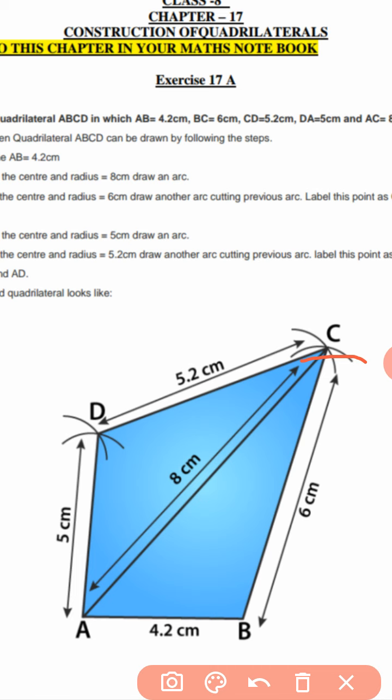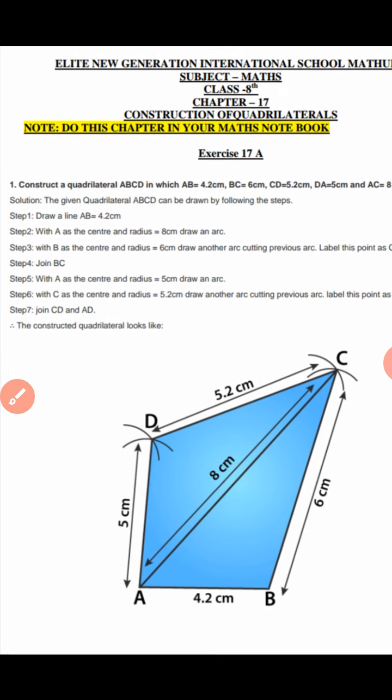Now similarly from point B we have to cut an arc of 6 centimeter, and from point A we have to cut an arc of 5 centimeter, and from point C. After this we can join these lines. After joining these lines, from point C we can cut an arc at point D of 5.2 centimeter. So in this way we can draw this quadrilateral.